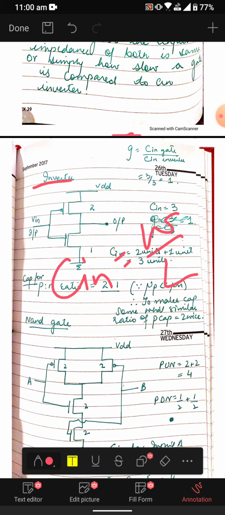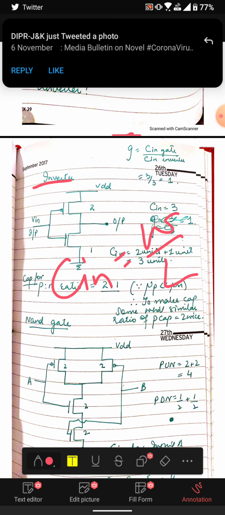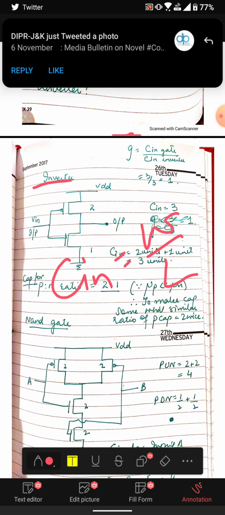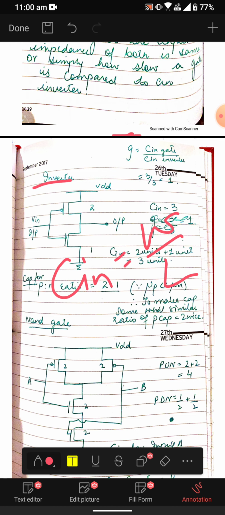So what I am saying is that your input capacitance, the gate source capacitance, the drain source capacitance, is directly proportional to W by L. So whatever happens to W by L, the same will be reflected in the input capacitance. So if I keep other factors constant, I can easily say that C in is equal to the aspect ratio, that is W by L.